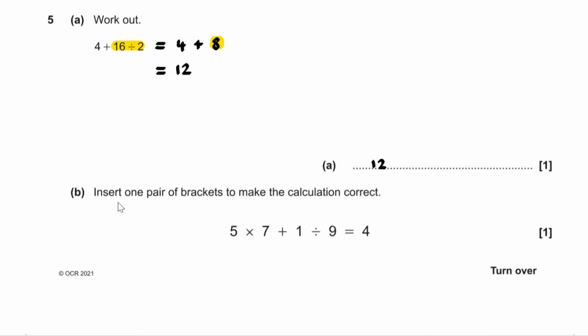Part B of the question, we have to insert one pair of brackets to make the calculation correct. We have 5 multiplied by 7 plus 1 divided by 9 equals 4. Well, I can see this divide by 9, and I know that my answer will be 4. Now, if I divide 36 by 9, I get 4. Now, you will find that 5 times 7 is 35, plus the extra 1, that's 36. So if I place brackets here, you can see I've got 36 divided by 9, which is 4. So the brackets go here.